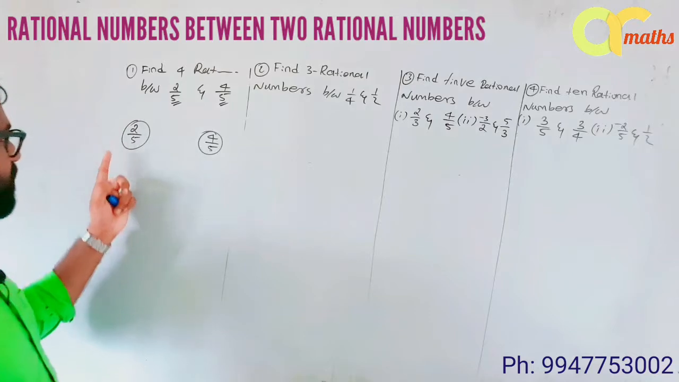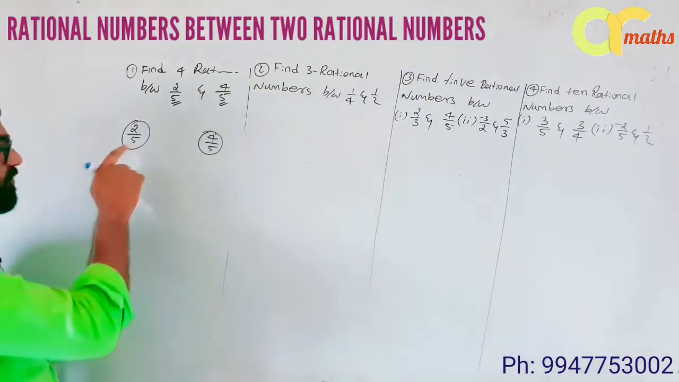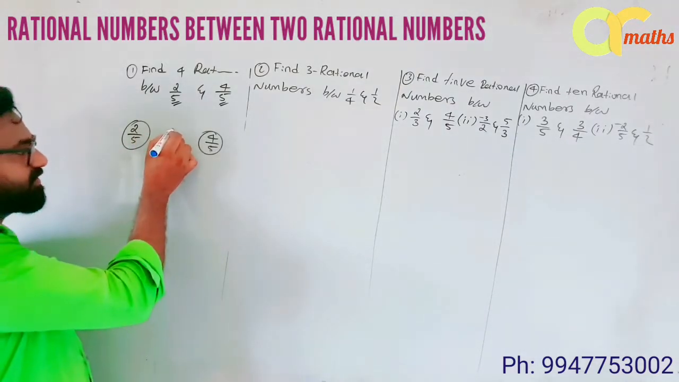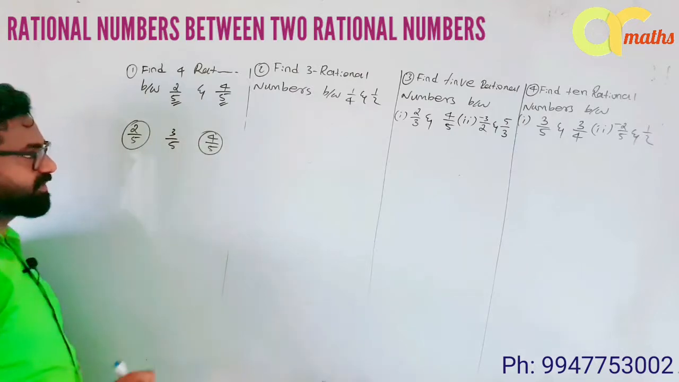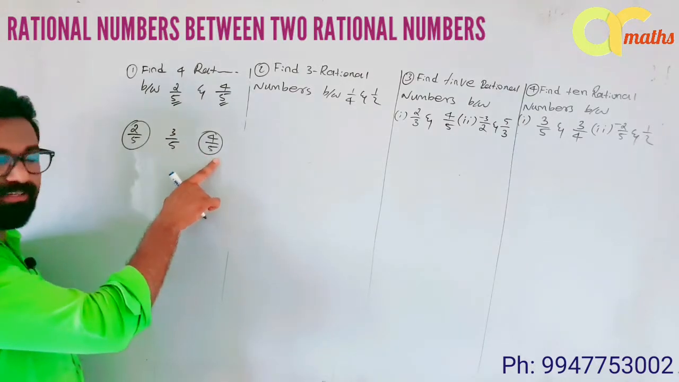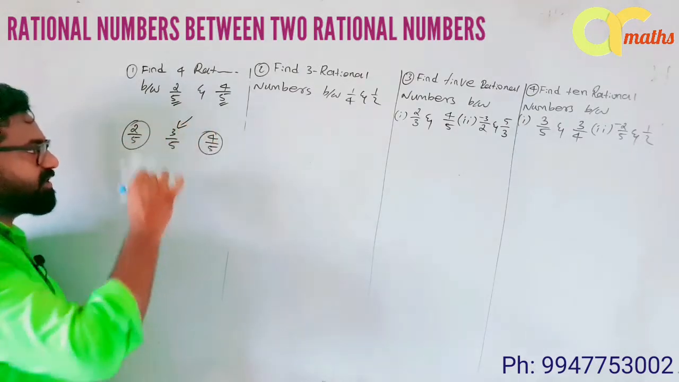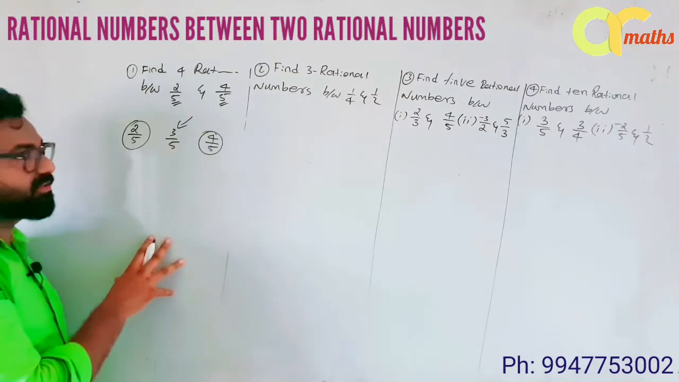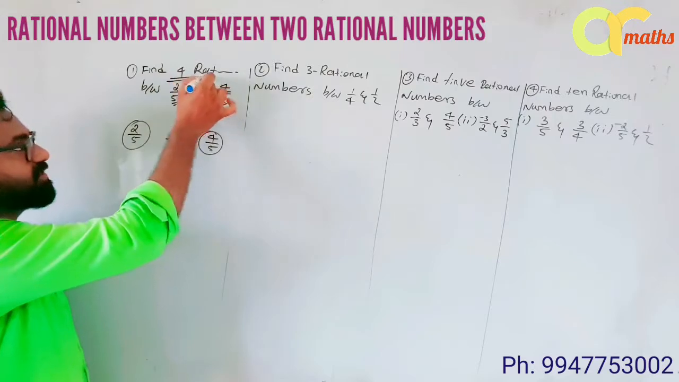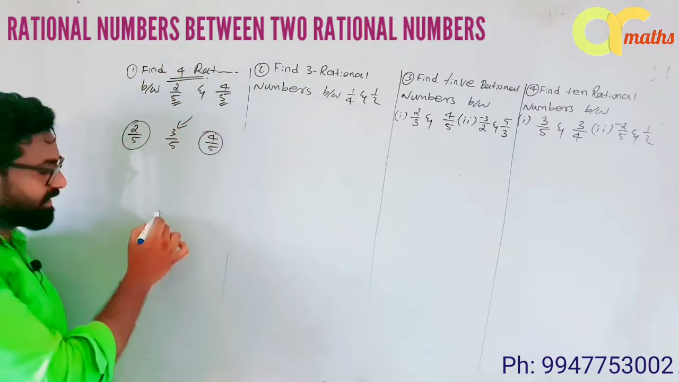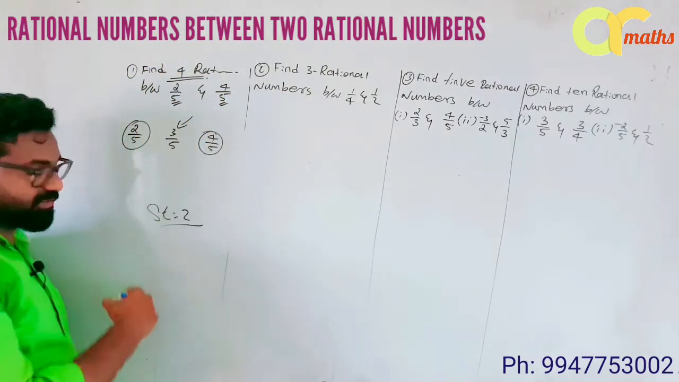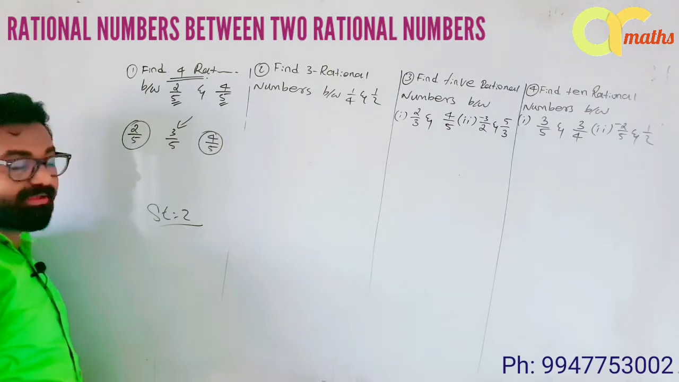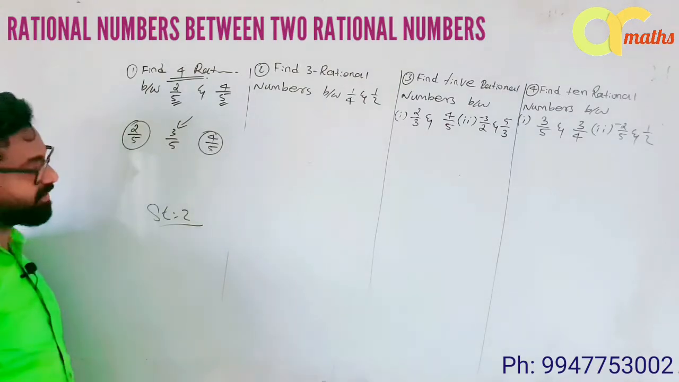How many numbers are between 2 by 5 and 4 by 5? What is the next number after 2 by 5? Next number after 2 by 5 is 3 by 5. What is the next number? That is 4 by 5 here. So here there is only one rational number between these two rational numbers. We want four rational numbers. So what is step 2? Expand by multiplying a number.